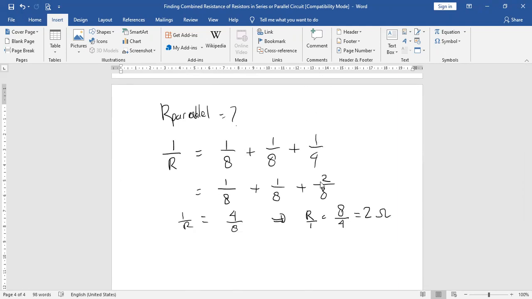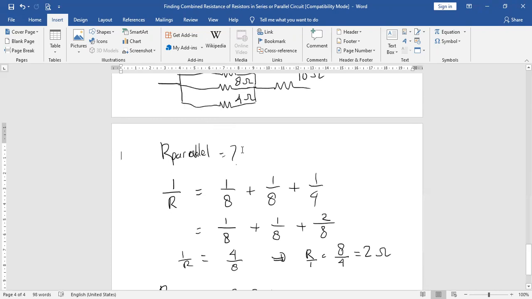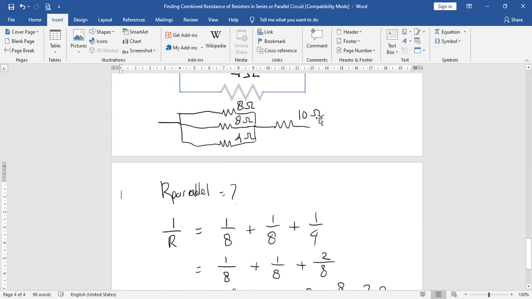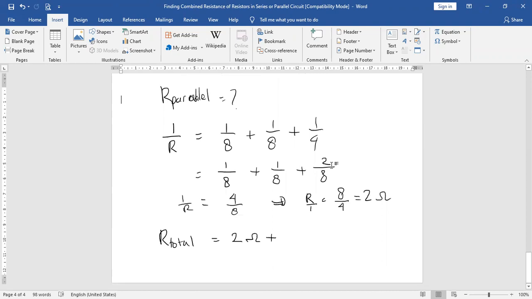So the total combined resistance R total will be 2 ohm plus, this is the parallel one, and then on the right side you got the 10 ohm. So just add it with 10 ohm because it is forming a series circuit. So the final result is 12 ohm.